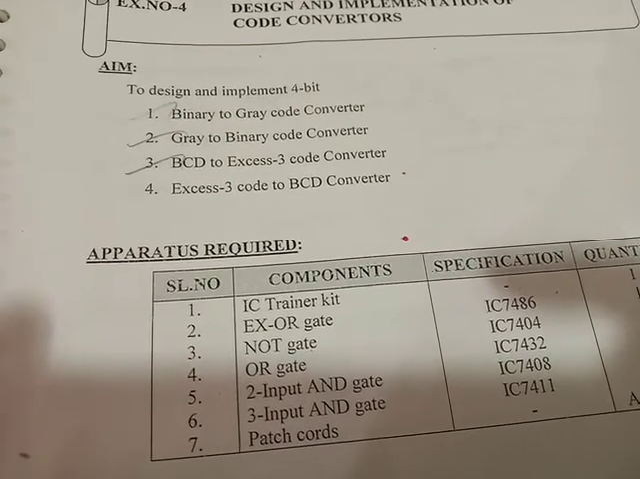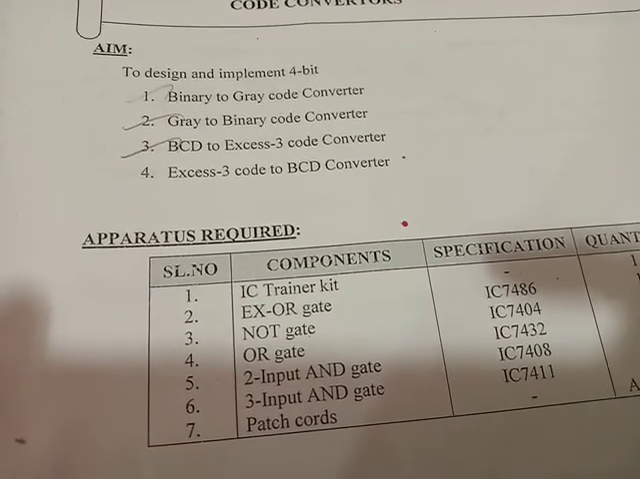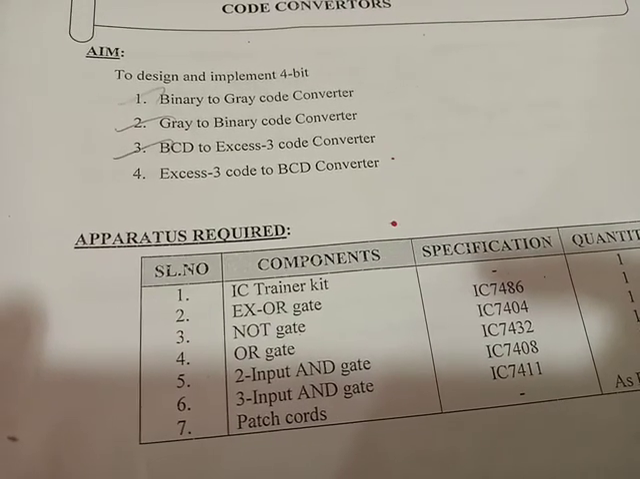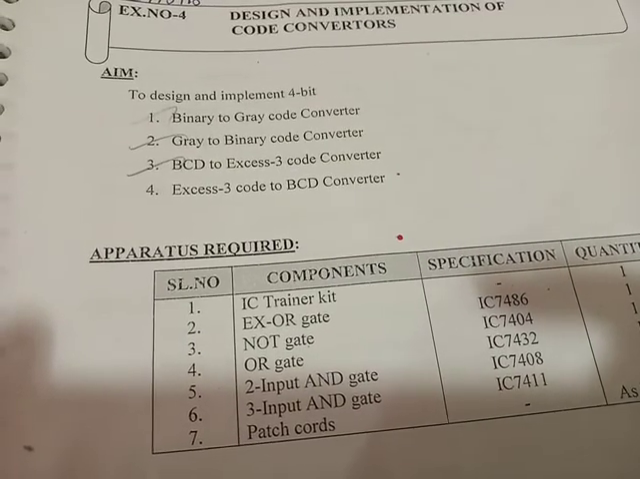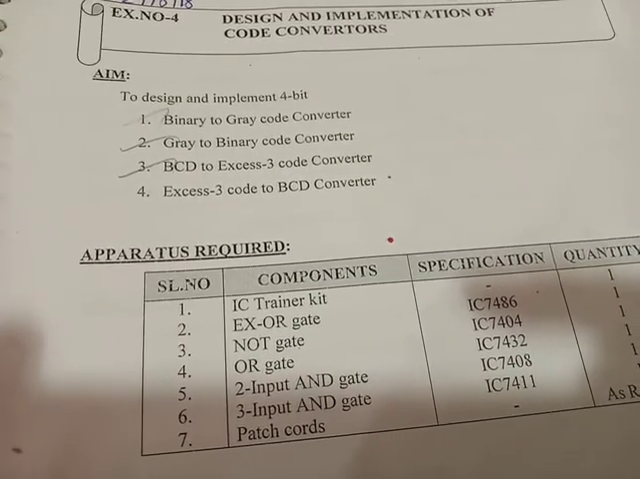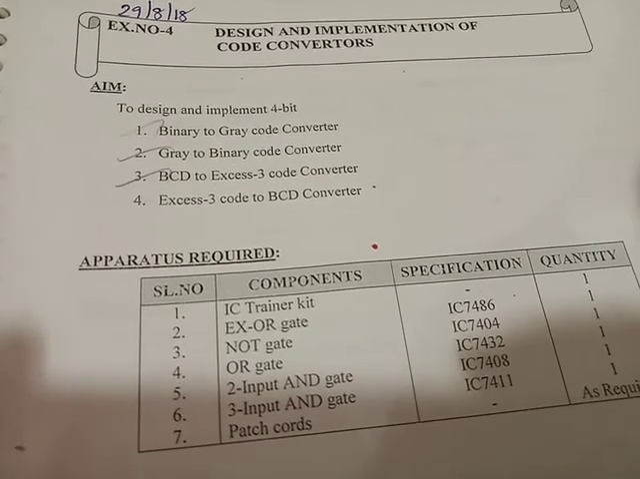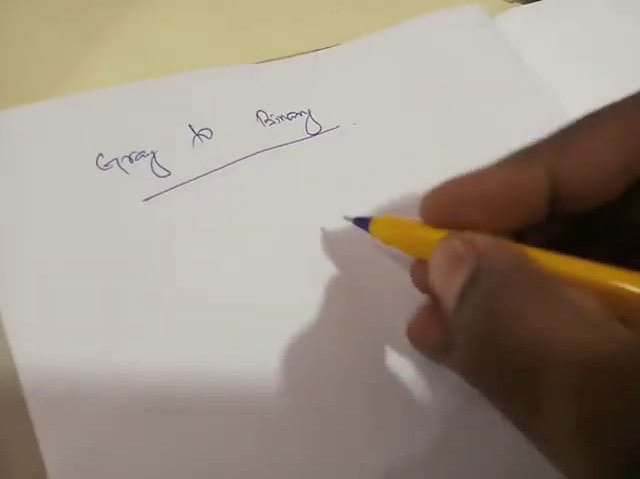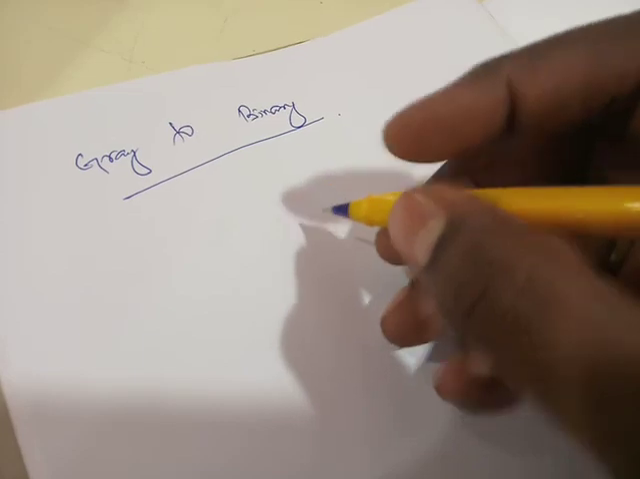Here the apparatus required will be one trainer kit, XOR gate, NOT gate, OR gate, 2 input AND gate and 3 input AND gate, and some patch cards are required to do this experiment. So first we are going to do the gray to binary code converter. So here, how to convert gray to binary number, right?